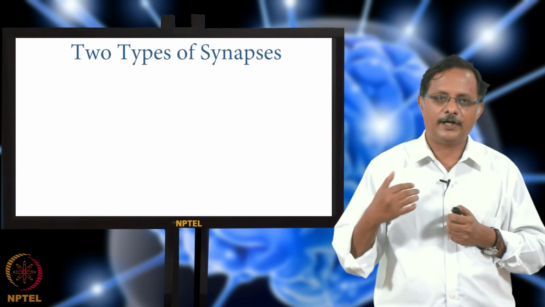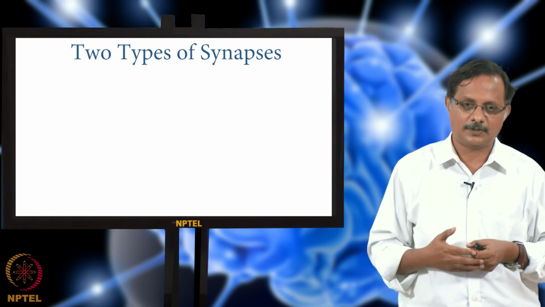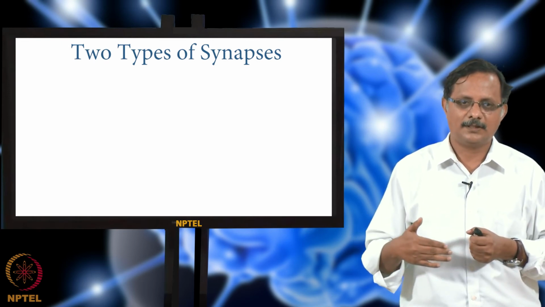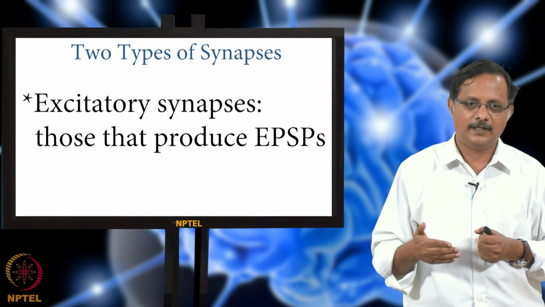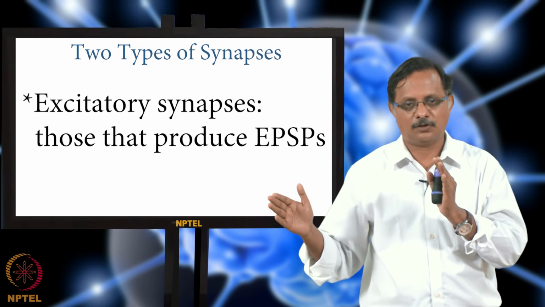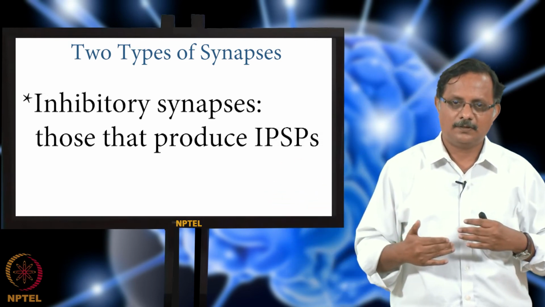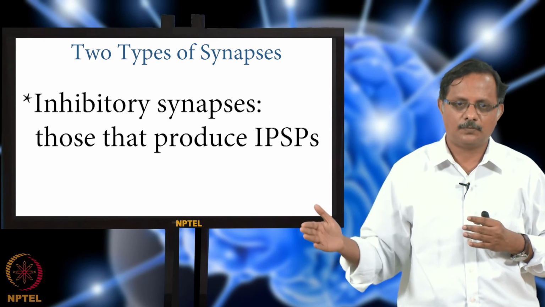Okay, now, when do you have an EPSP and when do you have an IPSP? That depends upon the nature of the synapse. There are two kinds of synapses. There are excitatory synapses, where when you get an action potential on the input side, you get an EPSP on the output or postsynaptic side, and there are inhibitory synapses where you get an IPSP on the postsynaptic side.